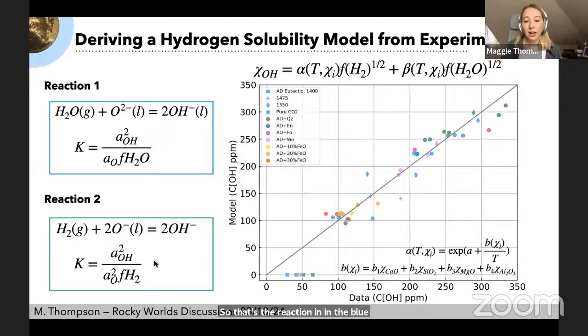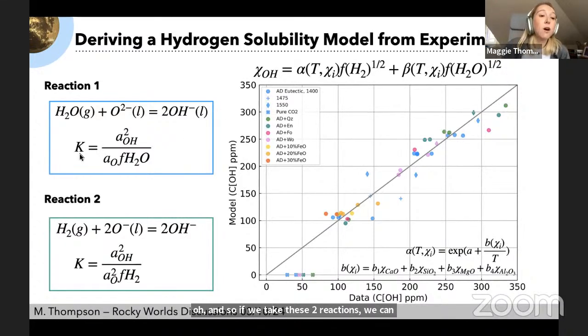And then the other reaction is, again, in some cases, we have no oxygen or very little in the gas phase. We just have hydrogen. And so that also is likely going to react with oxygen and form your OH. And so if we take these two reactions, we can develop a law.